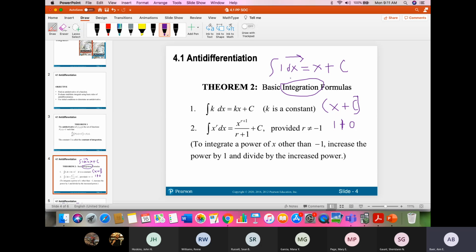And what you'll notice is that 1 is in this first position here. That 1 is actually an integrand. That integrand is 1. This just tells us what we're integrating with respect to, the variable x. If we were integrating with respect to the variable t, we'd have a t here instead of an x.